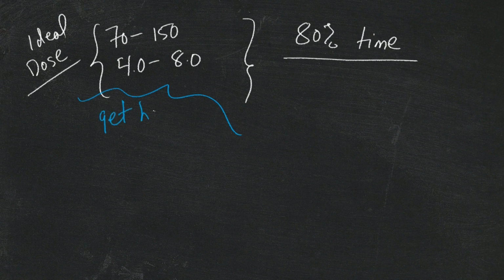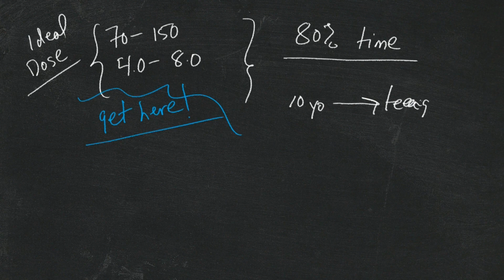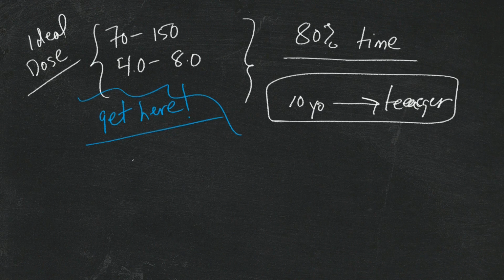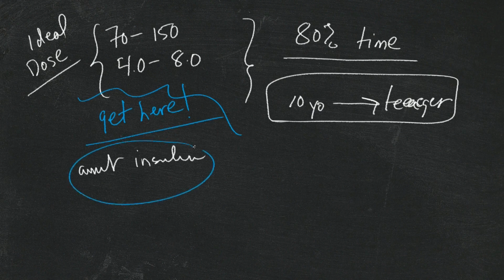It's a lot of work, but it's important to know, especially if you're growing, like, you're a 10-year-old and you're becoming a teenager, there's no ceiling for what's a good dose or how much you're allowed to take. The amount of insulin that you need is the amount of insulin that gets you to this range most of the time.